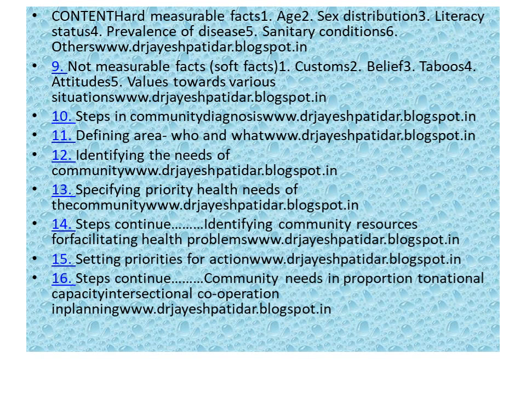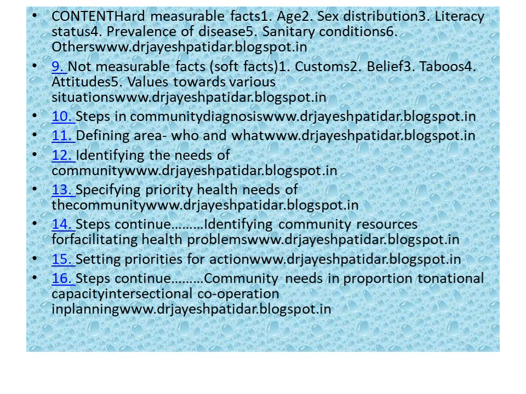The content of it is, first, hard measurable facts: age, sex distribution, literacy status, prevalence of disease, and sanitary conditions. Not measurable facts are customs, beliefs, taboos, attitudes, and values towards various situations. So when you go to the community, you can see all these differences, hard measurable facts and not measurable facts. So we have to see accordingly what is the most important fact.